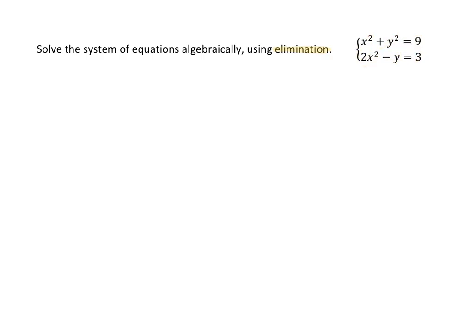I cannot eliminate the y's because the first y is being squared and the one underneath is just to the first power. So that's impossible. Can't do elimination with y. But because the x's are both squared, we can certainly do elimination with the x squared. So I need to multiply this top equation by a negative 2 because I have a positive 2x squared in the bottom equation. So multiplying the top equation by negative 2 gives negative 2x squared minus 2y squared is equal to negative 18. The bottom equation I have not touched, so that's 2x squared minus y equals 3.